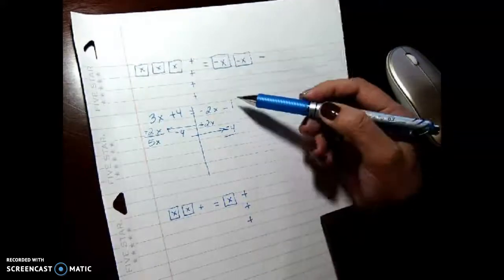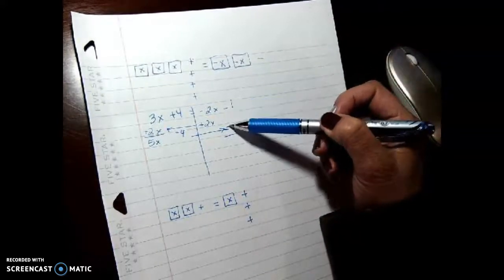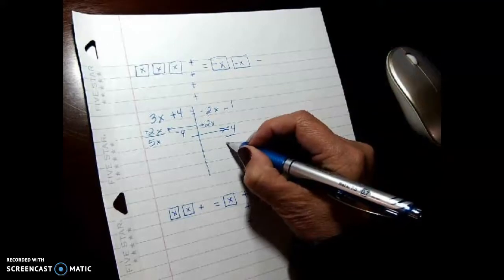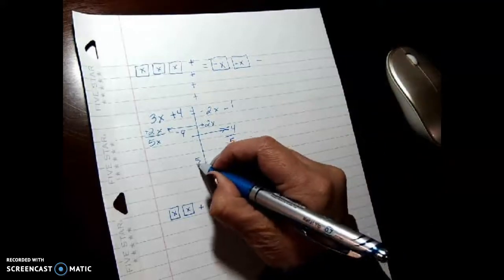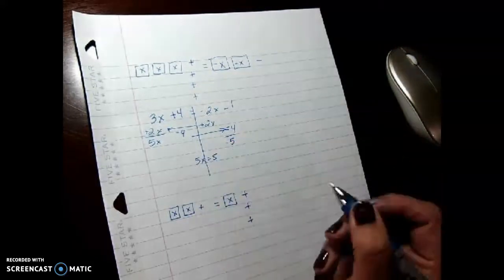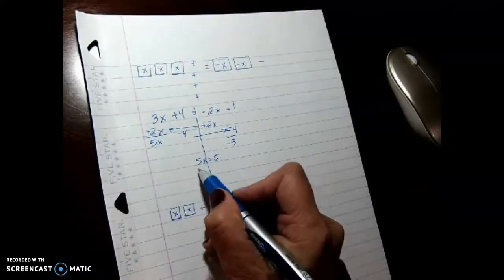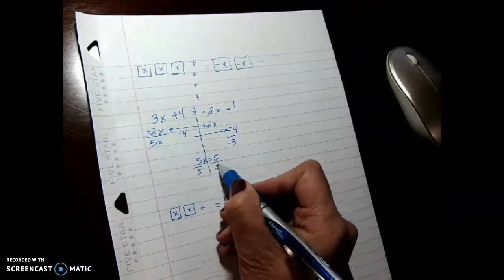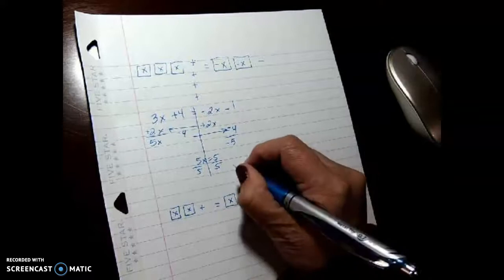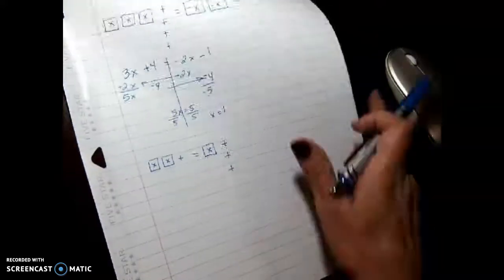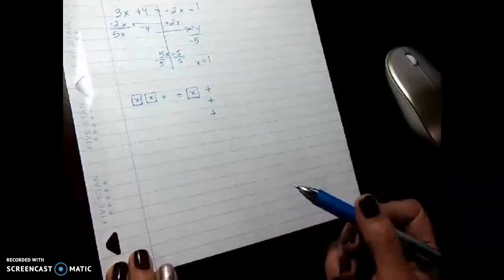So in my calculator, negative 1 minus 4, and I get negative 5. So 5x equals 5. Remember, I want x by itself. So 5 divided by 5, x equals 1. All right, let's do another one.